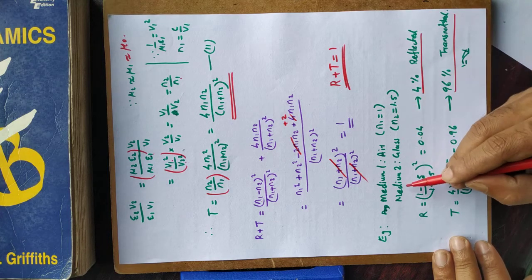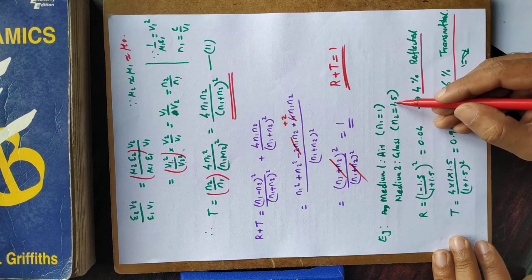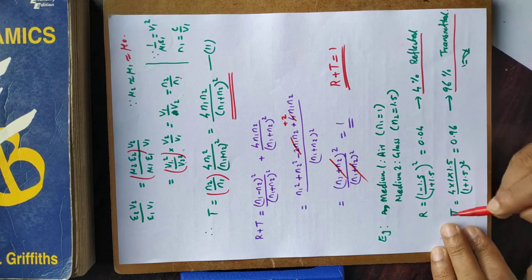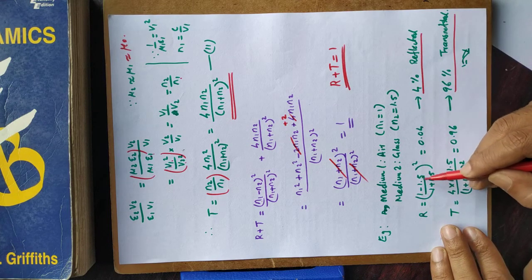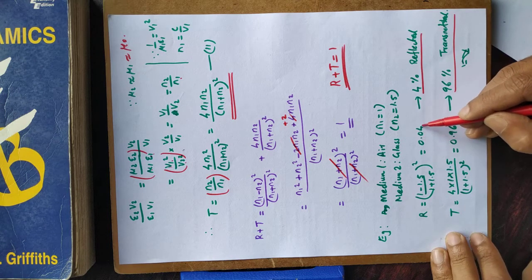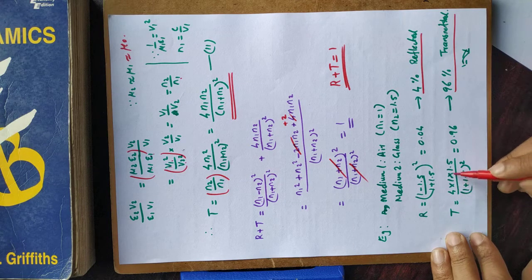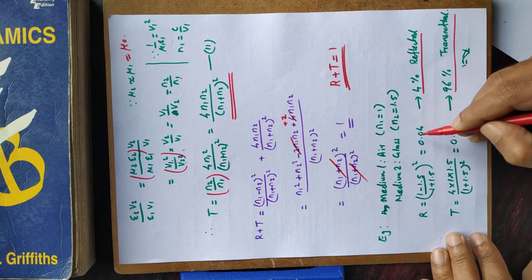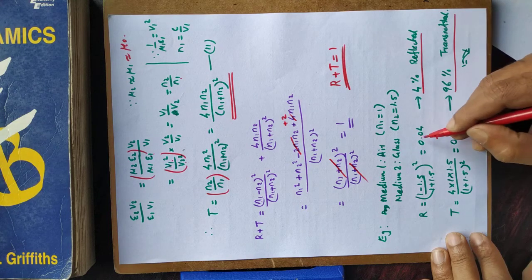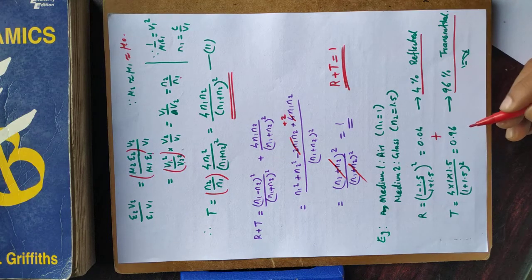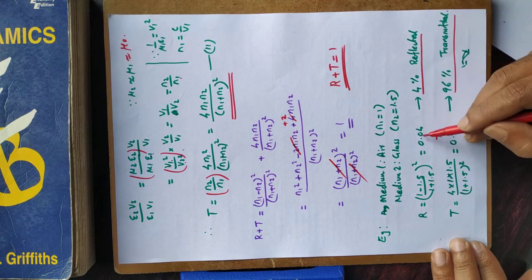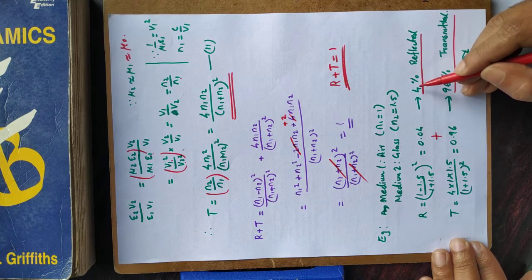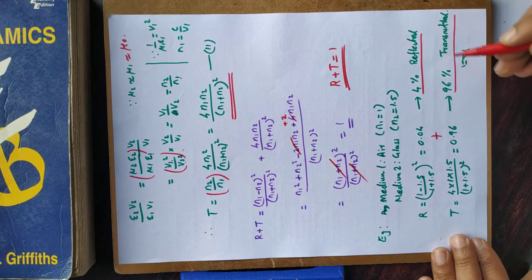So n1 is 1, medium 2 is glass, so n2 can be taken as 1.5. If you work out R, given by n1 minus n2 divided by n1 plus n2 whole square, and substitute these values, you can see it is 0.04. And T is 4n1 n2 divided by n1 plus n2 whole square. You can see it is 0.96, and these two will give you 1. 0.04 and 0.96 give you 1. So this shows that only 0.04, that means 4%, of the incident wave is reflected and 96% is transmitted.